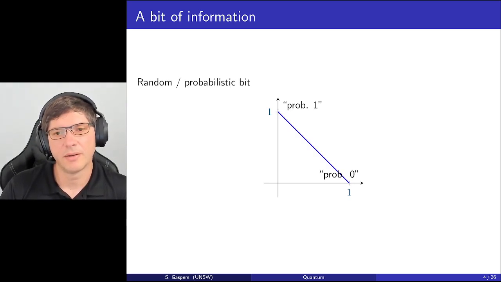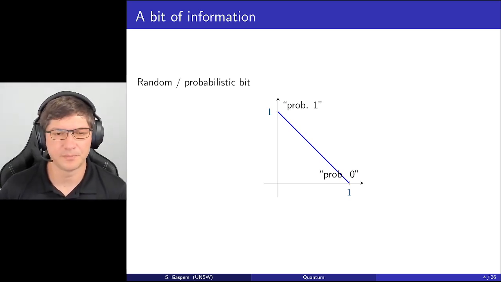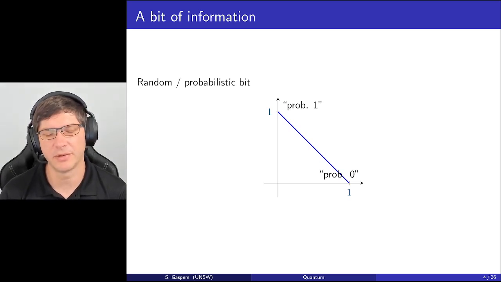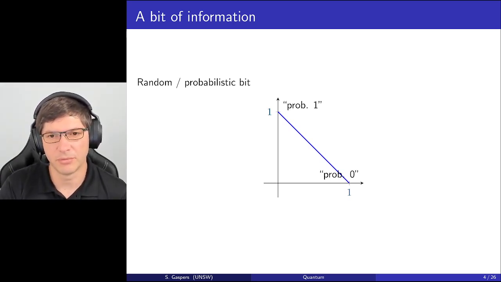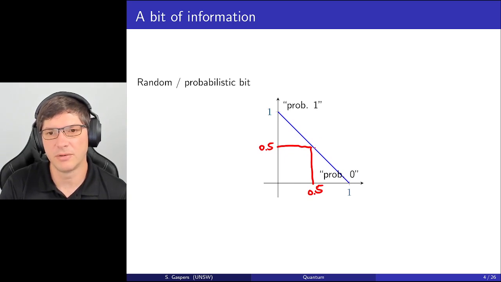Now, if we think about a random bit, before we actually read it, it has some chance of being a 0 and some chance of being a 1. For example, if we generate a bit uniformly at random, it has 50% chance of being a 1 and also 50% chance of being a 0. So its value can be thought of as lying on this line.